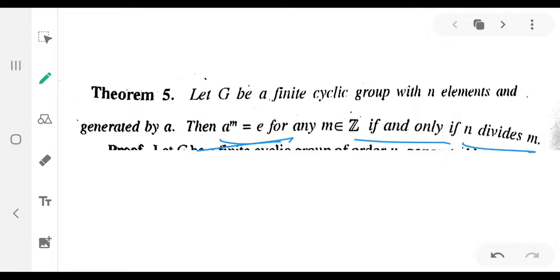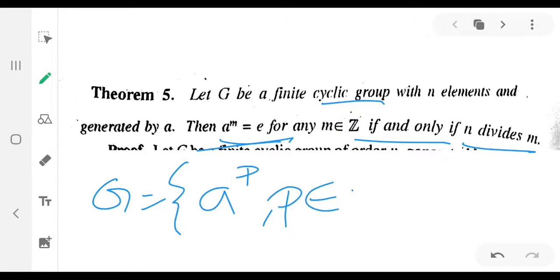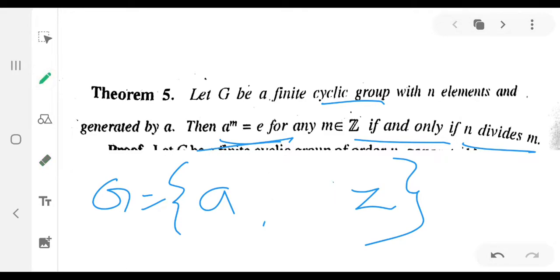ആ തിയറം ആണ് പറഞ്ഞത് G ഒരു ഫൈനൈറ്റ് സൈക്ലിക് ഗ്രൂപ്പാണ്. അത് നമ്മൾ പറഞ്ഞത് ആദ്യം G ഒരു cyclic group ആണ്. What do you mean by cyclic group? Then every element of G can be written as the form A raised to some P, where P belongs to Z. Okay, A raised to N, N belongs to Z. Okay.